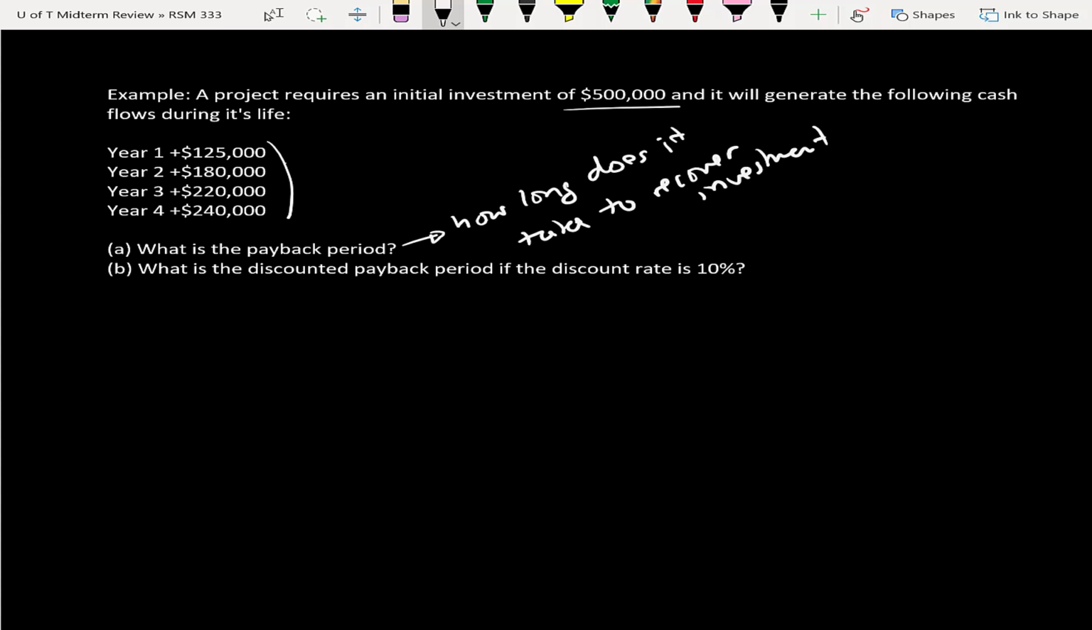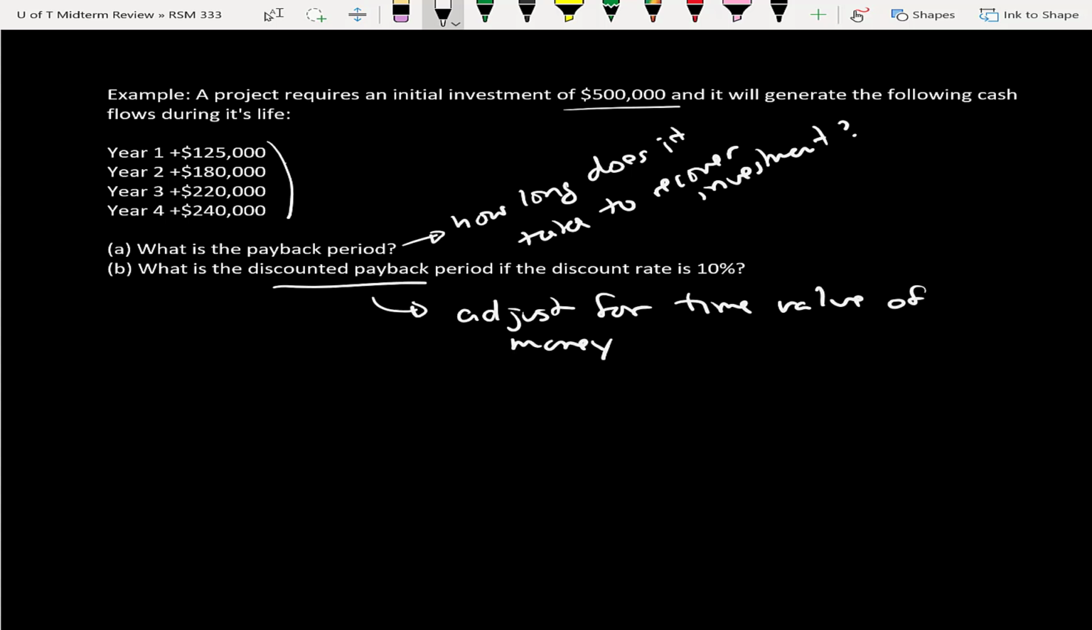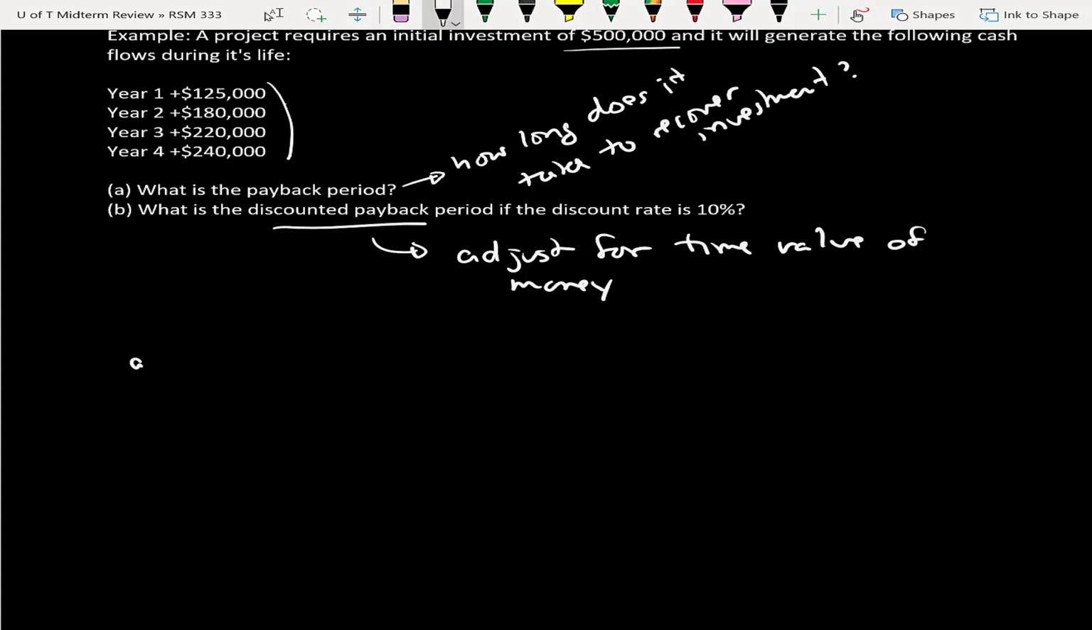Okay, and the second part is what's the discounted payback period? And it's answering the same question except it's including the time value of money. So this will adjust for time value of money. Okay, and that's important on long projects. So let's start the first one, which is a simpler calculation. And we're just really going to go through and list it off by year. Okay, so we're going to have 4 years of cash flow, and the goal is that we want to try to get the $500,000 back.